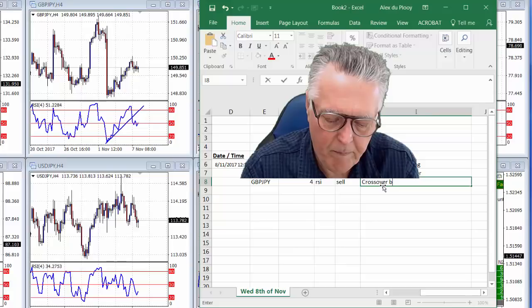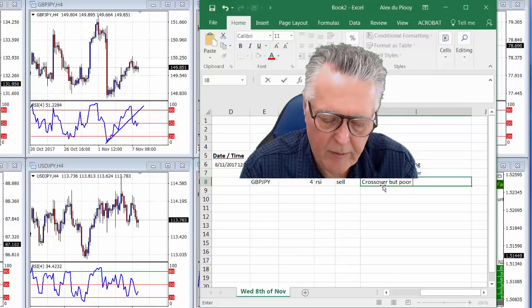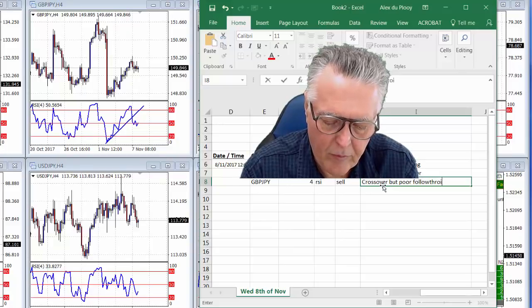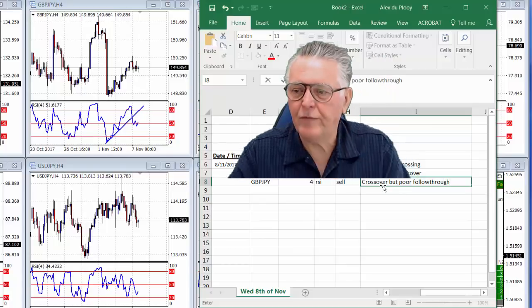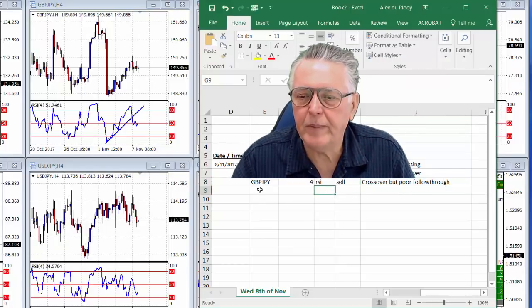crossover, but poor follow through. Okay, so it hasn't followed through after that crossover, but we'll have a look at the pound yen in more detail. We'll look at the yen in a bit more detail.